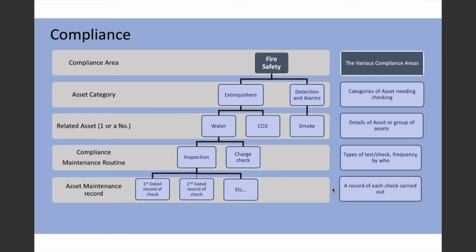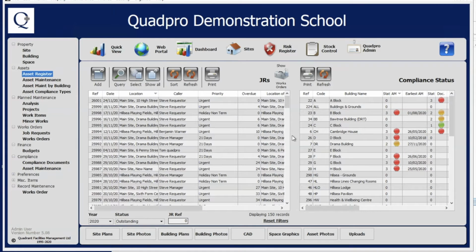As can be seen from this diagram, compliance in Quadpro is structured under a hierarchy from asset category down to individual records of asset maintenance activity. For each maintenance event, the requisite test certificates for notes and records can be kept in the system for audit purposes. Compliance has two different sections: compliance documents and asset maintenance.